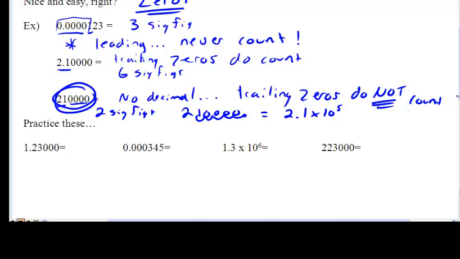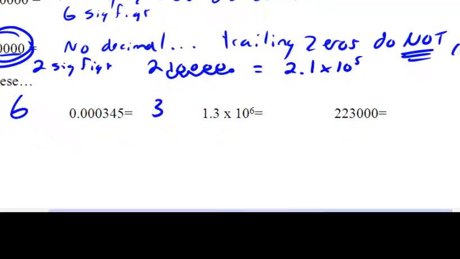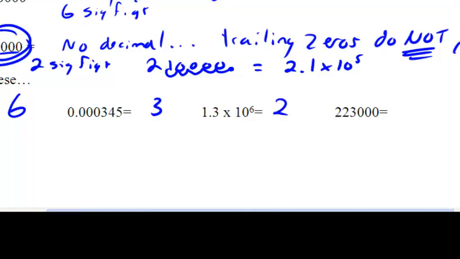Alright, we're back here, so now you can check your answers. So this is going to be 6 because the trailing ones count. There's a decimal. Leading ones do not, so this is 3. There's no zeros at all. But in this situation, there's no decimal there and there's trailing zeros, so it's only 3.